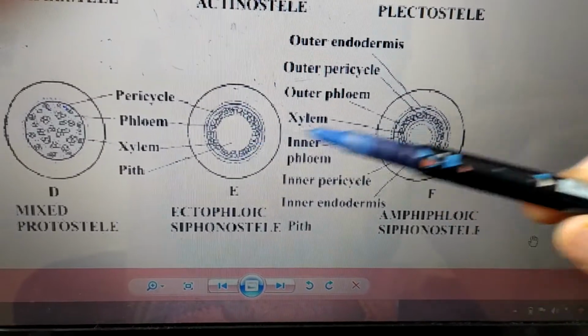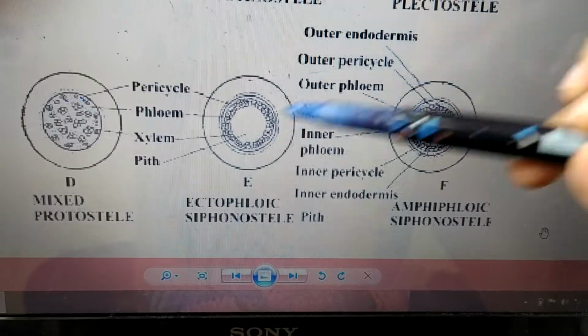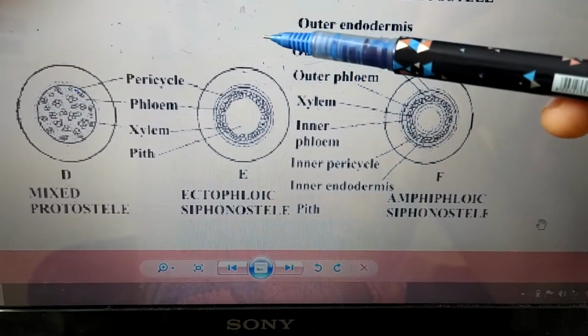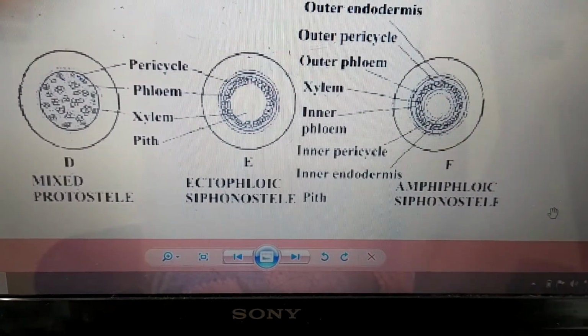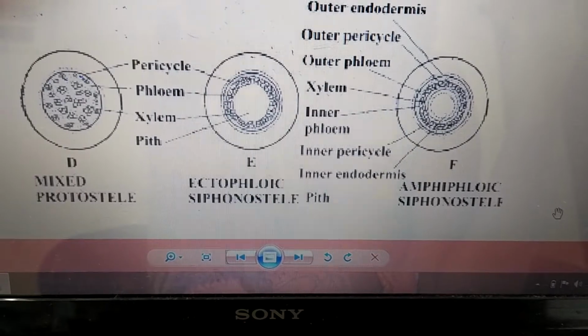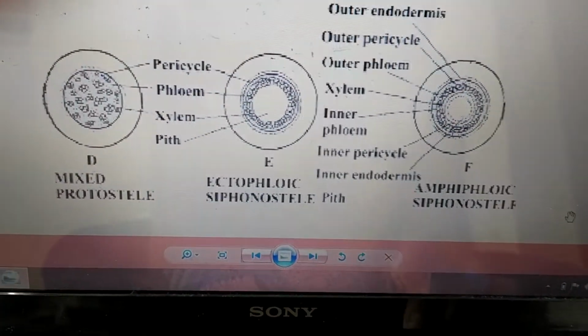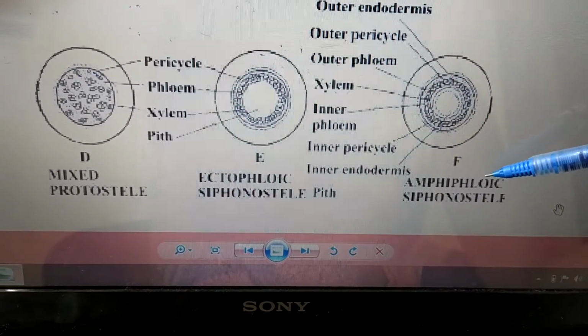We can make out these are the two types of siphonostele where there is a presence of a central pith. This central pith is now surrounded by the vascular cylinder, that is xylem as well as phloem. This is actually a modified protostele. Now there are two types of siphonostele. One is ectophloic, another one is amphiphloic.